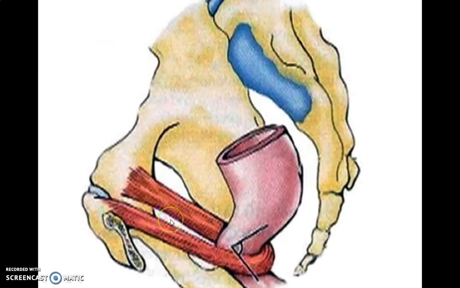See, this shows the puborectal sling. The puborectal sling of the levator ani muscle holds the anorectal junction below the rectal ampulla and forms a 90-degree angle posteriorly, which holds and supports the rectum.